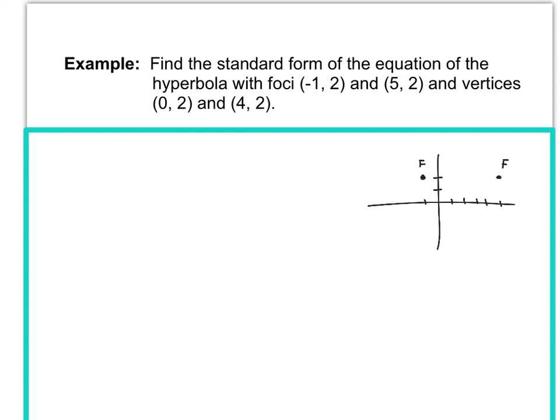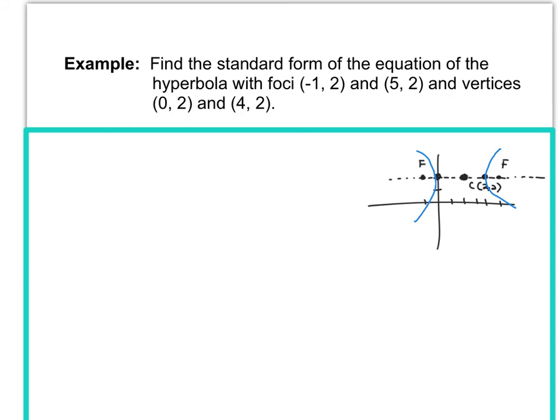Now we know enough about hyperbolas to know that the center is going to be halfway between those two, which is going to be right here at the point 2 comma 2. So my center is 2 comma 2. Next, I'm going to put on my 2 vertices, which are given here as 0, 2 and 4, 2. So 0, 2 and 4, 2 give me my vertices, and because we know that the foci are always inside the branches, my branches are going to be opening like this.